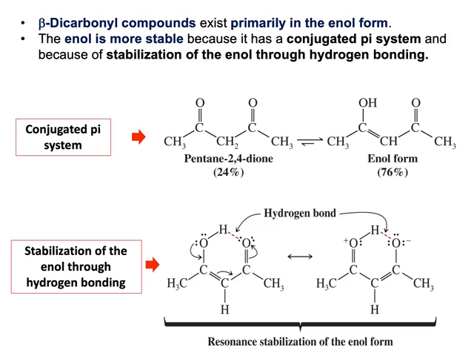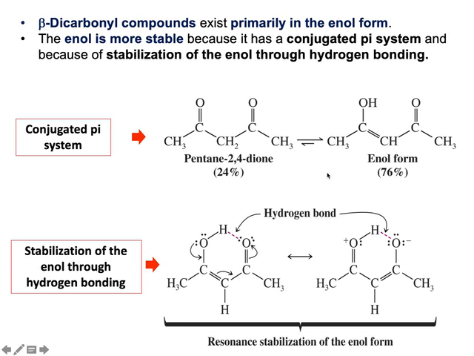Okay, what is meant by beta dicarbonyl compound? It is primarily in the enol form. Enol is more stable, with a conjugated pi system, and because of stabilization of the enol through hydrogen bonding. So this one is a conjugated pi system. For example, this one is in keto form, but in this keto form there are two carbonyls. That's why we call it beta dicarbonyl. This one is beta dicarbonyl.